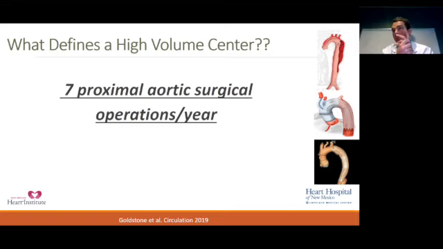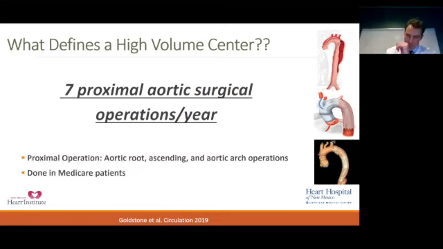And to be clear, what defines a high volume center is the top 10% of institutions in the country. So 90% of people who do heart surgery out there do less than 7 aortic operations a year. Emergent, elective. A few caveats. What we're talking about here is an aortic root, ascending or aortic operation. And this study looked at just Medicare patients.